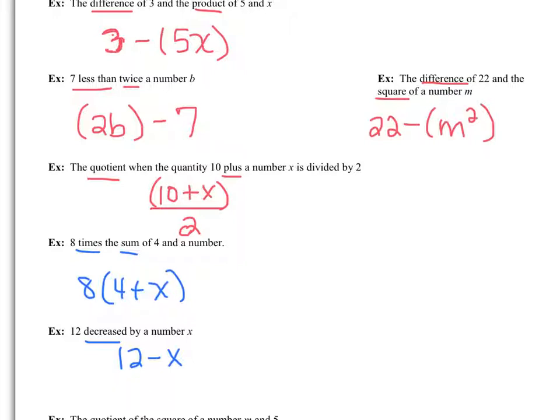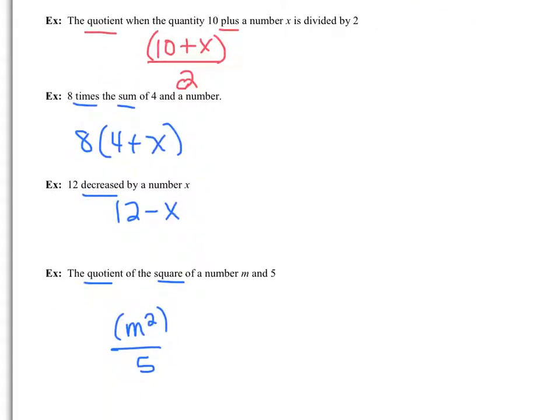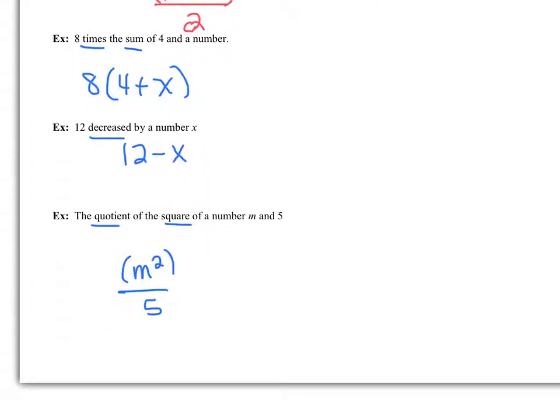If the parentheses weren't there and it said 8 times 4 plus x, when you follow order of operations, you would multiply before you add. So that's why the parentheses are really important. 12 decreased by a number x, and the quotient of the square of a number m and 5.